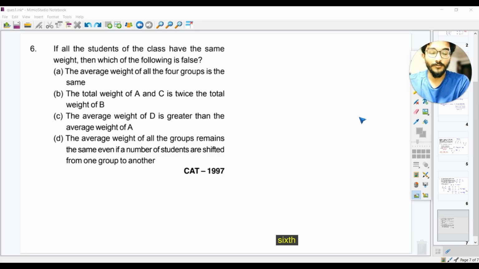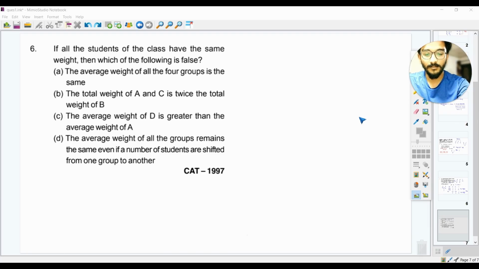All right, so let's read the 6th question. If all the students of the class have the same weight, which of the following is false? Like this, in section A, each student is having X kg. In section B, each student is having X kg, and same for C and D.